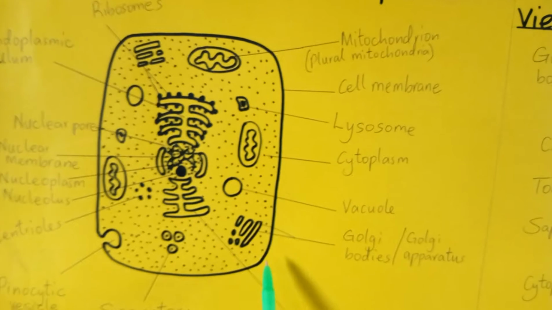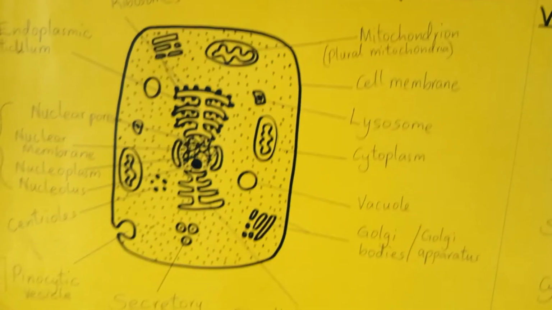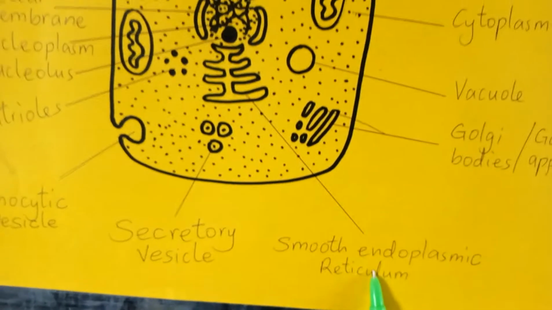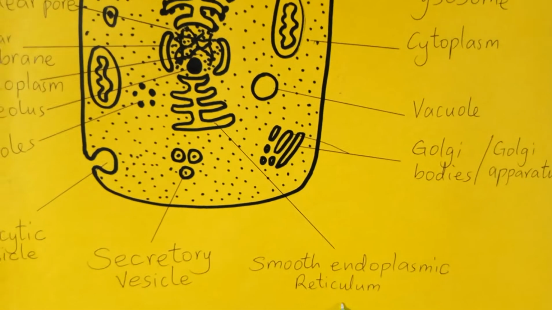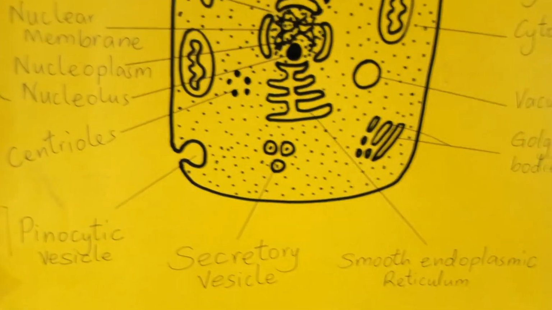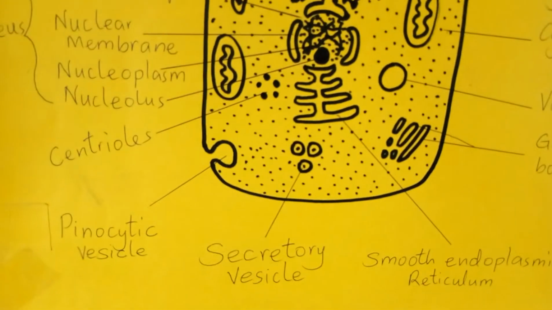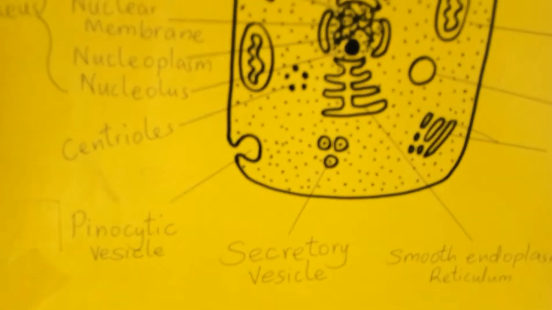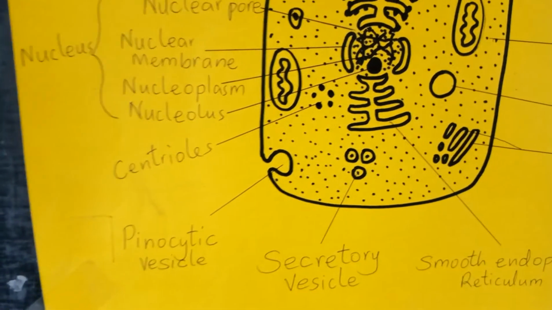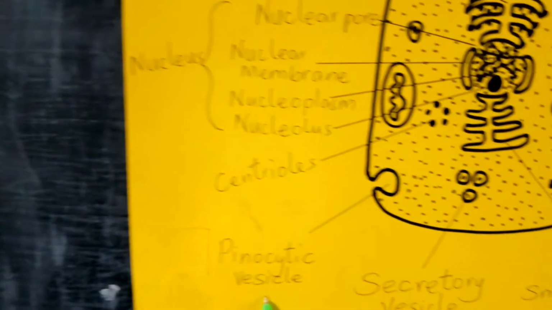It also comprises of the Golgi bodies. It also comprises of the smooth endoplasmic reticulum. We can see another part within the animal cell called the secretory vesicles. The function of these parts is to produce some secretions which are important to the cell. We'll come to note them later on. We have the pinocytic vesicle.